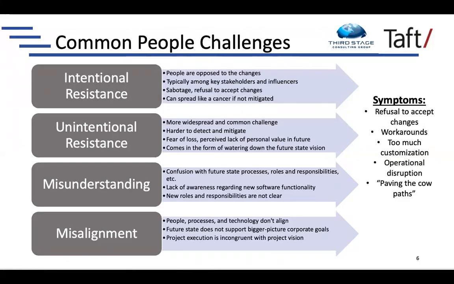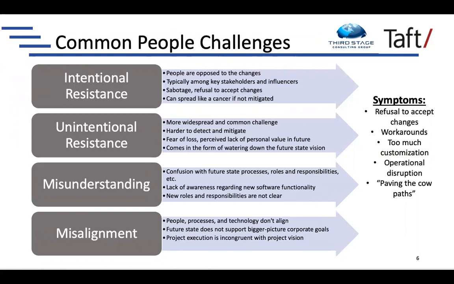And so when we look at the common people challenges, oftentimes what we see is that at the tip of the iceberg, think of the top of the graph here as the tip of the iceberg, on the horizon here, we're looking for that intentional resistance. We're asking people, are you on board? And we're looking for the people that are saying, no, we're not on board. We don't want to do it.